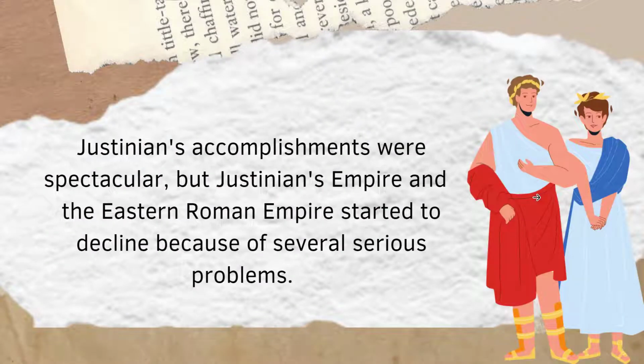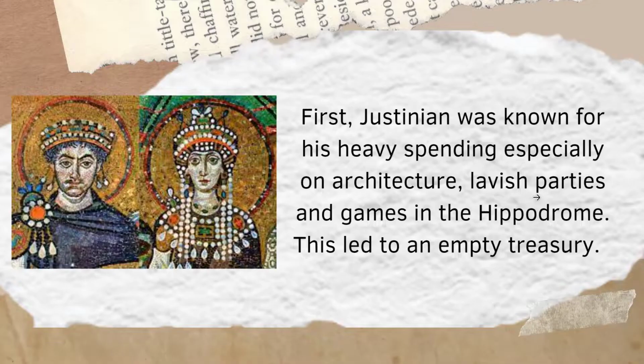Justinian's accomplishments were amazing. But his empire and the Eastern Roman Empire started to decline because of several serious problems. Firstly, Justinian was known for his heavy spending, especially on architecture like the churches, the Hagia Sophia you saw, lavish parties, and also games in the Hippodrome. This led to the treasury becoming empty.